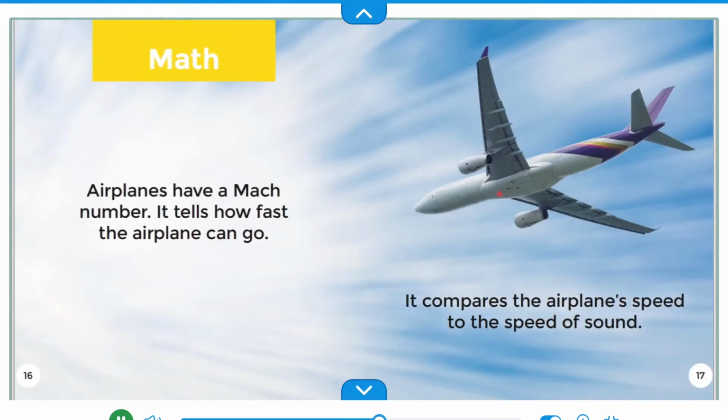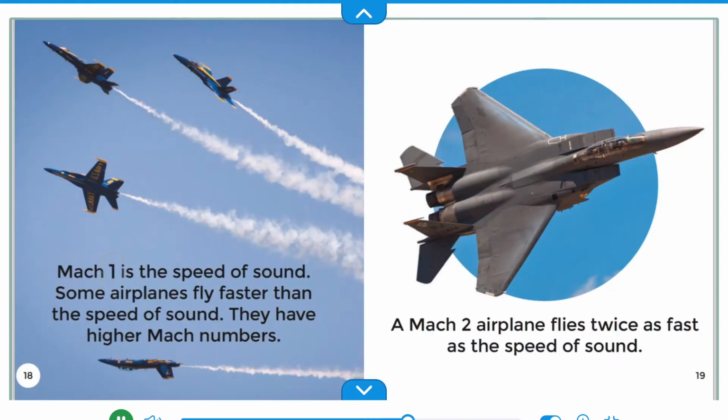Math. Airplanes have a Mach number. It tells how fast the airplane can go. It compares the airplane's speed to the speed of sound. Mach 1 is the speed of sound. Some airplanes fly faster than the speed of sound. They have higher Mach numbers. A Mach 2 airplane flies twice as fast as the speed of sound.